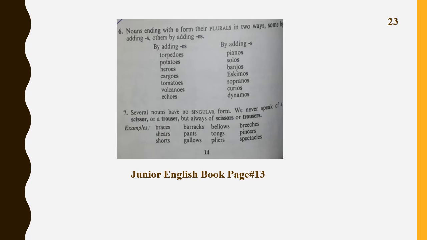Rule number 7: several nouns have no singular form. We never speak of a scissor or a trouser, but always of scissors or trousers. We never say, give me a scissor, because scissors are used in pairs. They are called scissors. We always wear trousers, not a trouser. Braces, barracks, pillows, breeches, spectacles. A few of these words we use in our daily routine, which you should know. You should correct yourself: never say scissor, never say trouser, never say spectacle, never say pant.